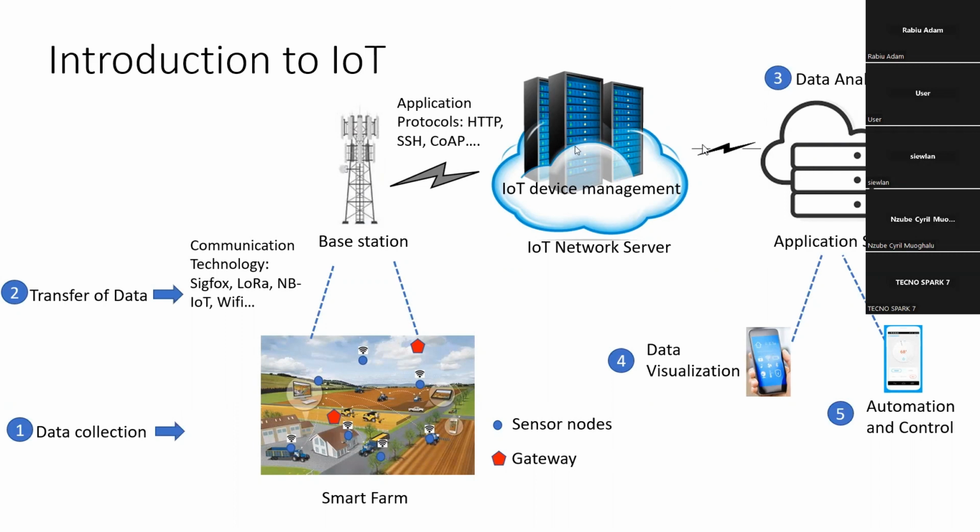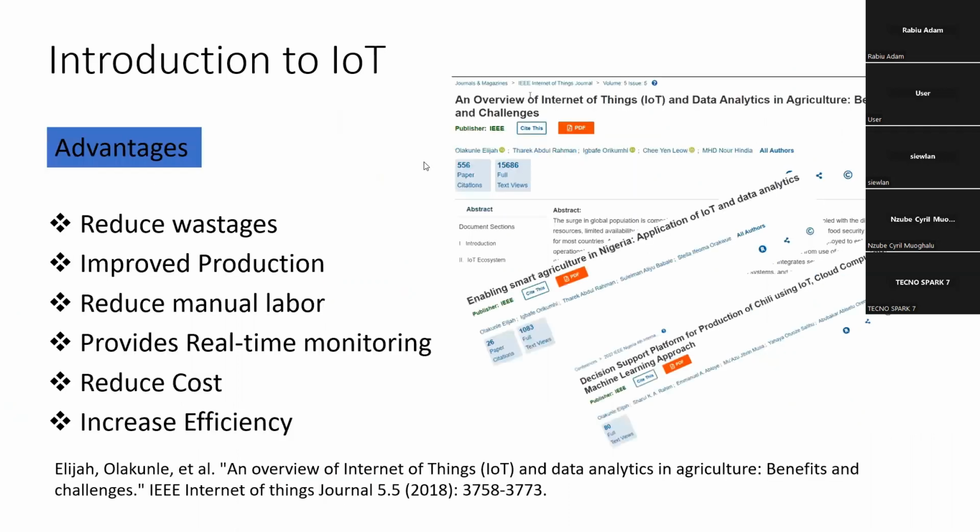Okay. So next, I'd like to talk about some of the advantages of IoT in agriculture. First, it helps to reduce wastages. It helps to improve production. That's a very important thing for farmers, how they can increase their yield. It reduces manual labor, so it cuts down unnecessary human intervention. Then it provides real-time monitoring, so you can monitor anywhere. Let's say you're a farmer, you travel out, you can still know what's happening on your farm. It reduces cost in the long run. Initially it could be more expensive to set up, but in the long run, it tends to reduce cost. Then of course, it increases efficiency.